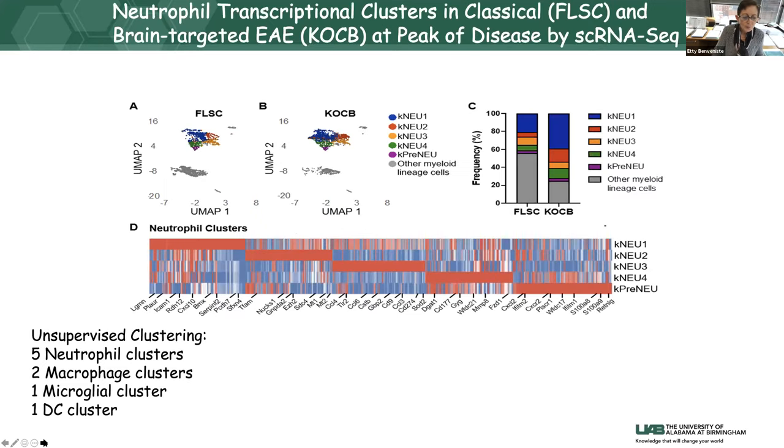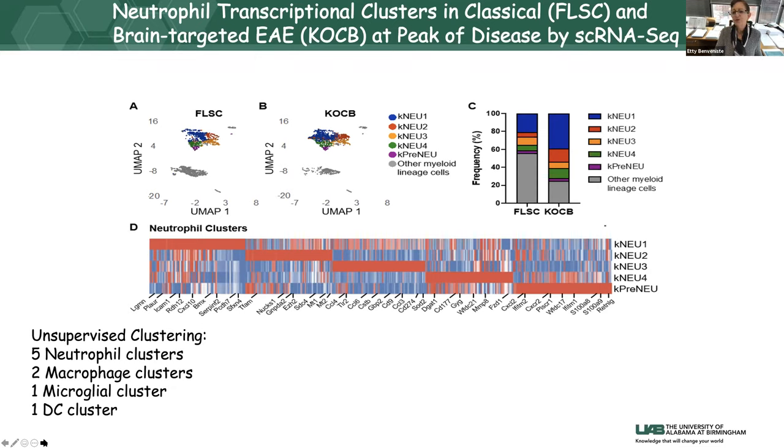So by unsupervised clustering, we were able to identify 5 neutrophil clusters. We call them KNU 1, 2, 3, and 4, and PreNU. 2 macrophage clusters, 1 microglial cluster, and 1 dendritic cell cluster. And you can see sort of by UMAP what this visually looks like.